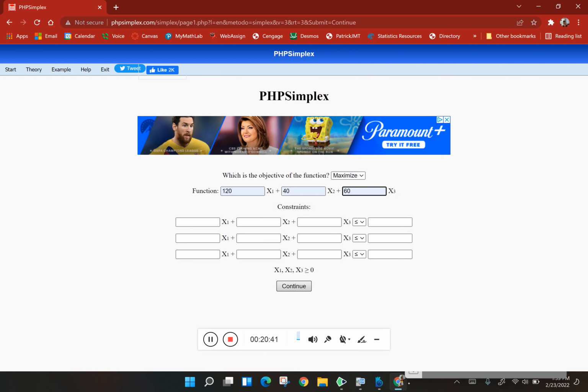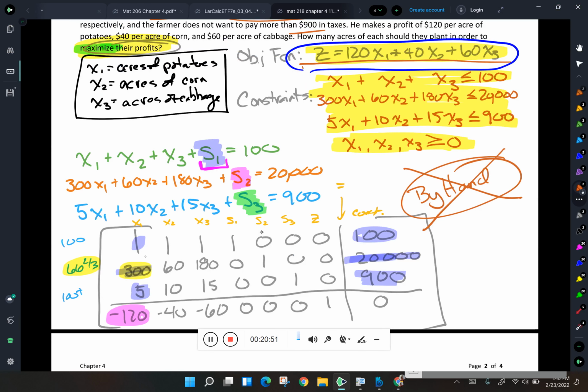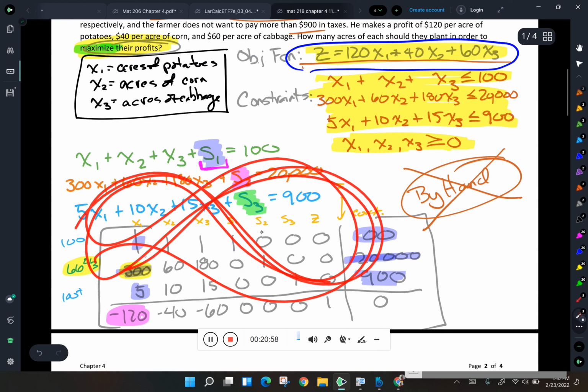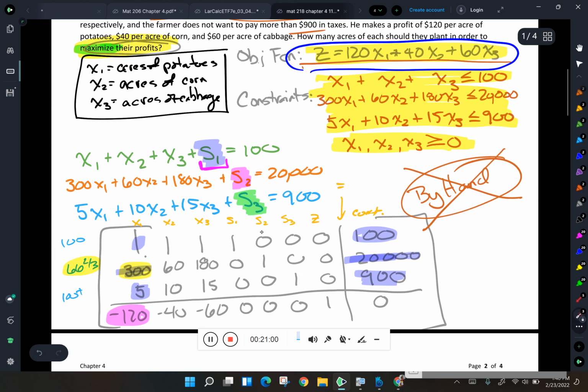And then I've got my constraints down here. So I'll go to my constraints. My first constraint was 1, 1, 1, had to be less than or equal to 100 acres we had to plant. Remember, these constraints are these ones right here. I'm not writing out the slack variables and all that, because the system will put those in for me. I just need my constraints. So my second constraint was the 300, the 60, the 180, and the 20,000.